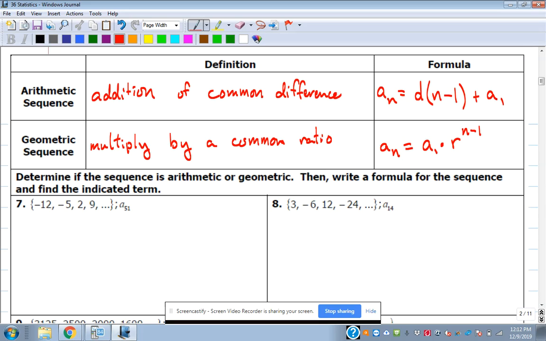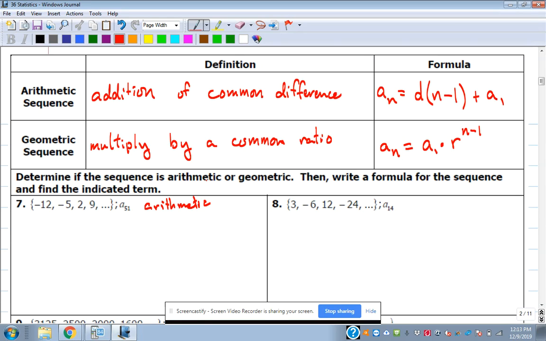So how do you get from -12 to -5? Add 7. If I add 7 to -5, do I get to 2? Yes. Do I get to 9 from there? So I'm adding 7 every time. So they're adding the same thing each time. So that tells me that this is arithmetic. Okay, so this is arithmetic. So we've determined that that's the case because they're adding the same thing every time.